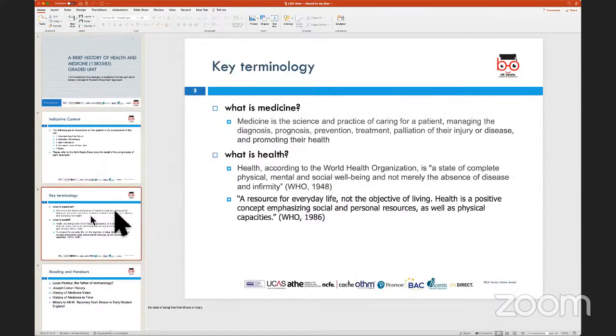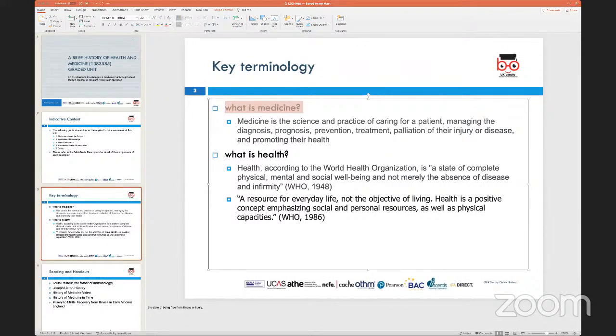Now, we've discussed yesterday the two concepts or words which will come across frequently. If you recall, we discussed what is medicine, and we also discussed what is health. So we looked at the definitions of health as per the World Health Organization. And in general, when we look at the word medicine, we discussed things like it's a practice, it's a science, which basically helps in diagnosis, prognosis, prevention, and treatment of diseases.